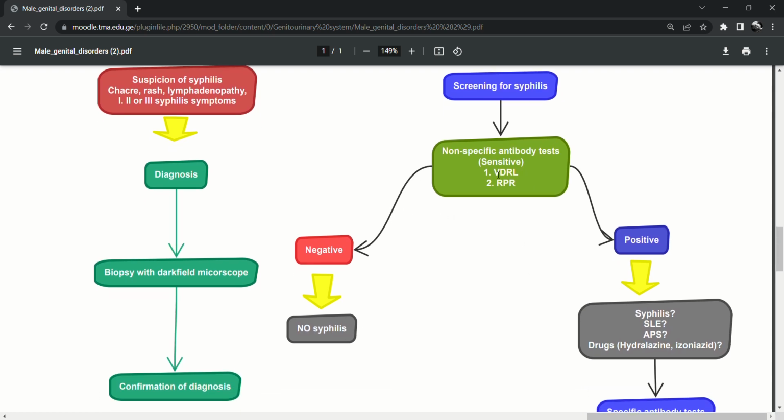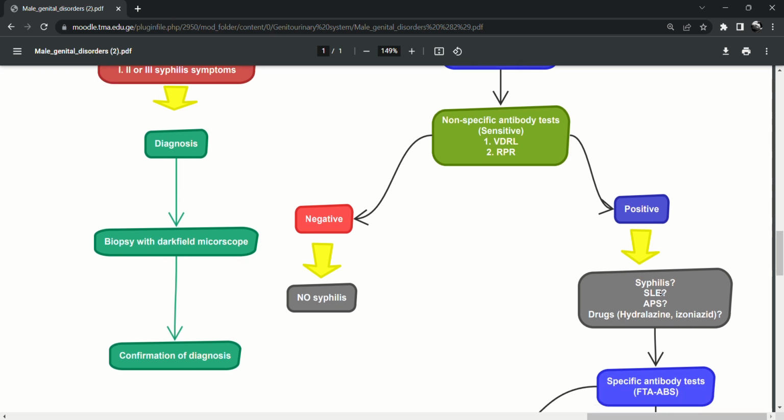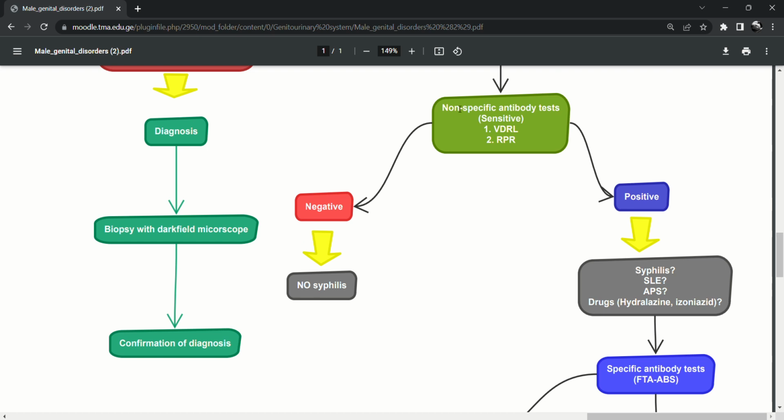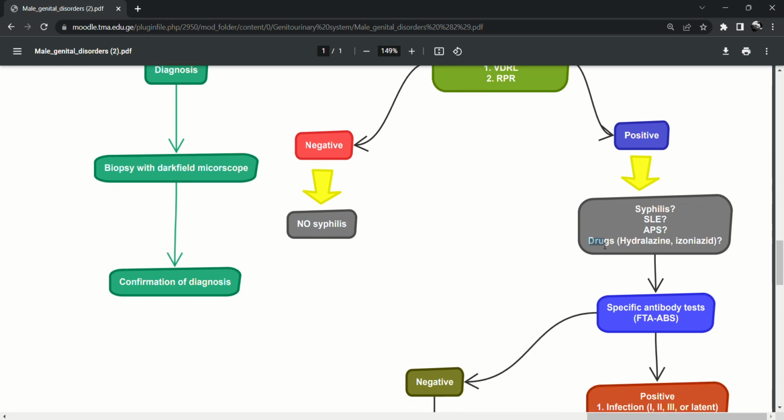But if a non-specific antibody test is positive, it can indicate a few things, because cardiolipin is elevated in case of systemic lupus and also in antiphospholipid syndrome. So we need to differentiate: is it syphilis, is it systemic lupus, or is it antiphospholipid syndrome? And also drugs such as hydralazine and isoniazid can give false positives, right?